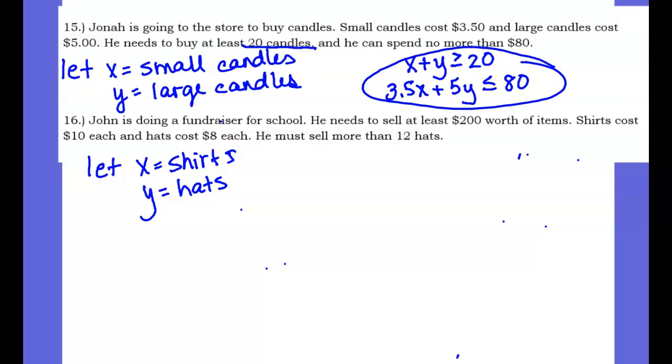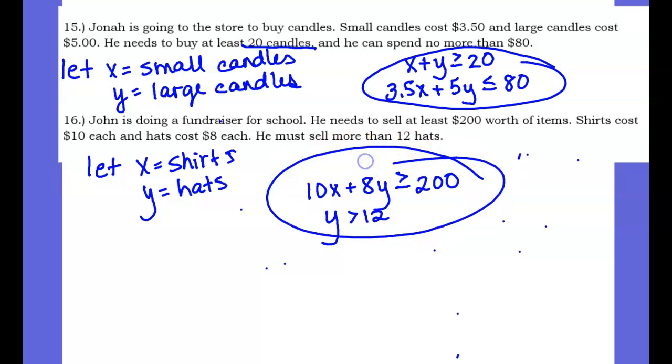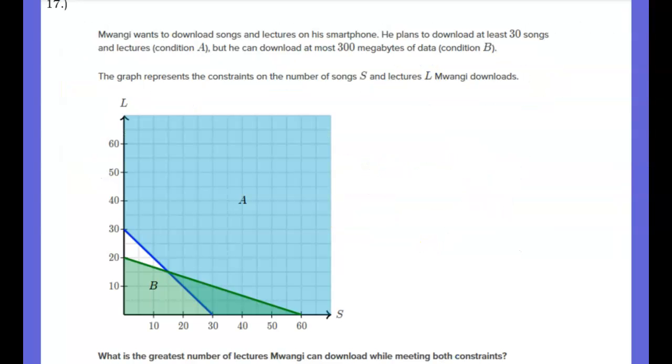So he needs to sell at least $200 worth of items. If shirts are $10 each, it would be 10x, and hats are $8 each, so 8y. And it has to be at least 200, so that means it's going to be greater than or equal to 200, because it could be 300 or 400 or just 200. He must sell more than 12 hats. So hats have to be greater than 12. There's our inequality.